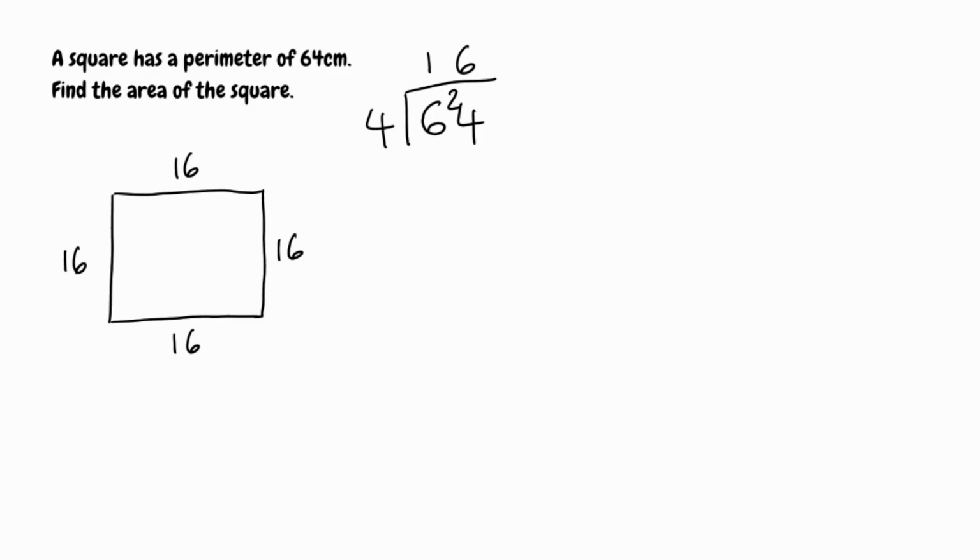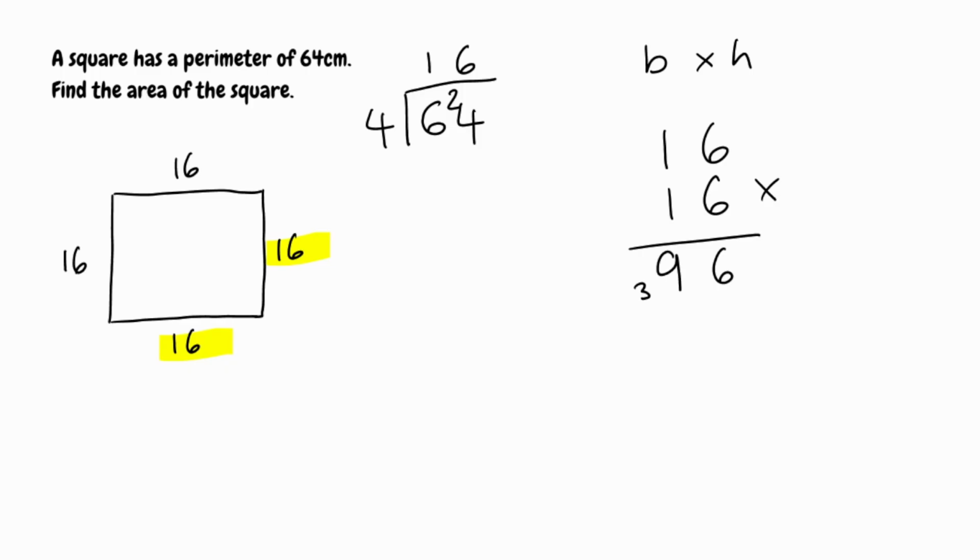So now to find the area of our square, we're simply going to do base times height. So we're going to be doing 16 times 16, or 16 squared. So let's do that here. We're going to do 16 multiplied by 16. Well, to begin with, we'd have 6 times 6, which is 36. So 6, I'm going to carry a 3. 6 times 1 is 6. Add on that 3 gives us a 9. So we've got 96 there.